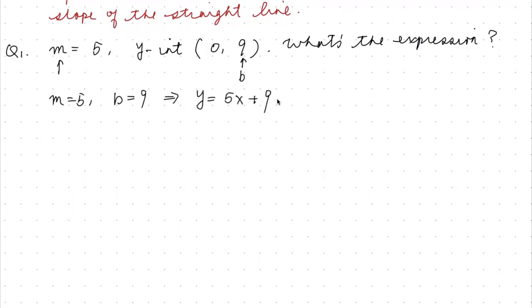Okay, so this is the first type of question that you might be tested in your exam. Okay, you're given the slope of the straight line and the y-intercept of the straight line, and you're asked to find the expression. This is actually very, very easy. Okay, you can just write the expression based on m and y-intercept. Okay, because y is equal to mx plus b, right? We know m. So 5 goes here, m, and 9 goes here. Then you're done. Okay. So this is the first type of question.